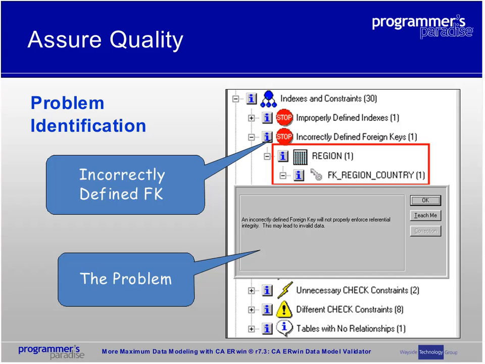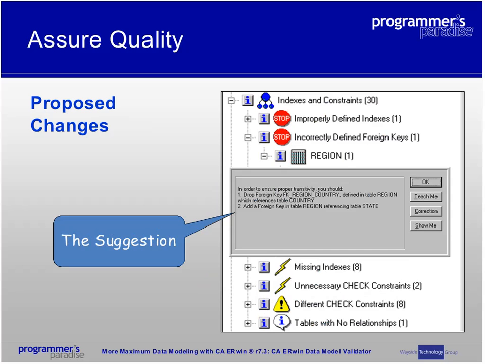When I check on it, it says that's an incompletely defined foreign key that will not properly enforce referential integrity. So that's the problem, and this may lead to invalid data. Now, at this point, you can go back to your model, look at the table, and try to fix it there. If you don't understand why it's telling you that, you could also go to the Teach Me facility that's here, and we'll see how that helps us.